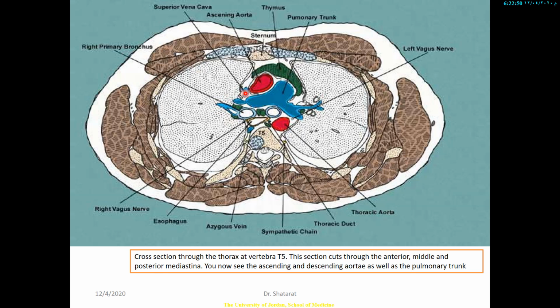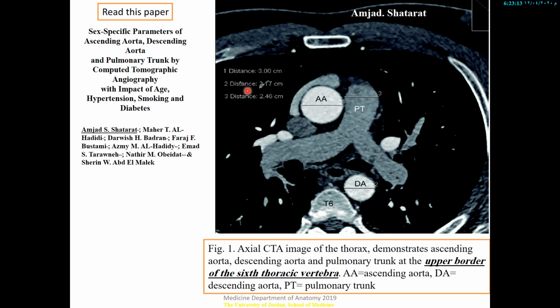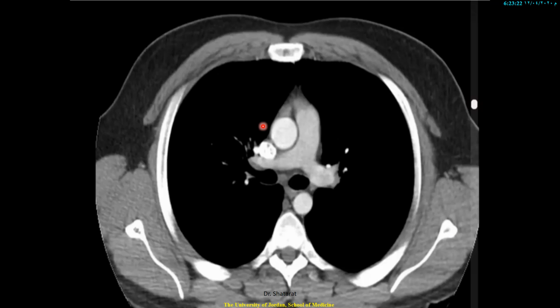Superior vena cava. If you remember, we talked about the ascending aorta and its relations. We said the ascending aorta, to its left the pulmonary trunk, to its right, posteriorly and right, it is the superior vena cava. So use your anatomical knowledge. You would see, of course, the superior vena cava. Let's jump into this one here.